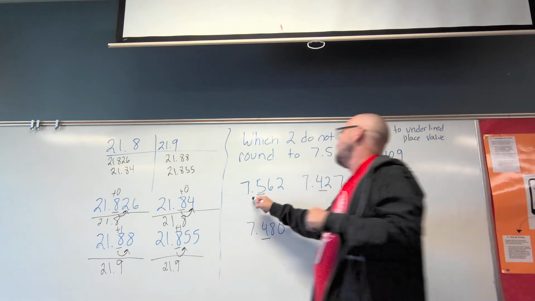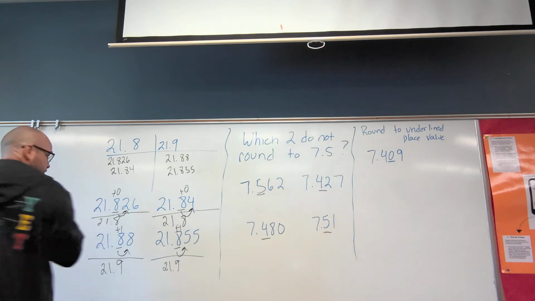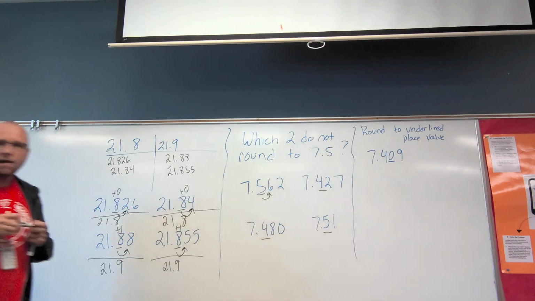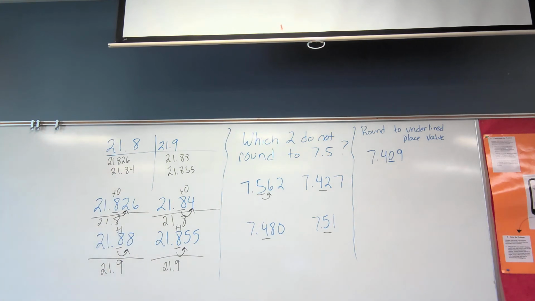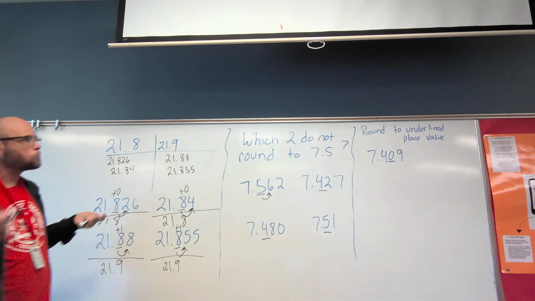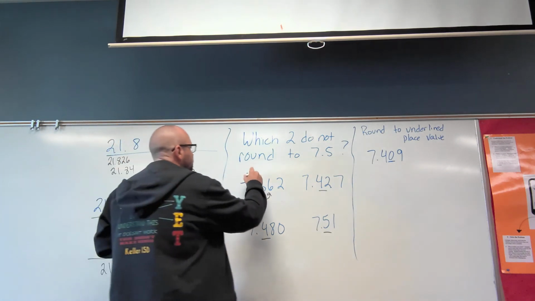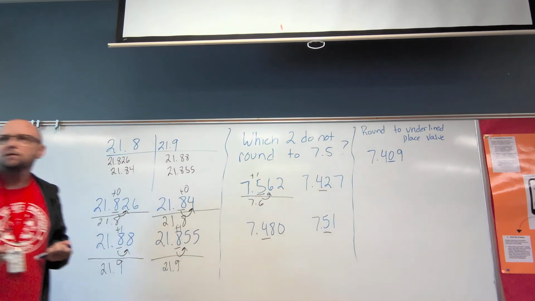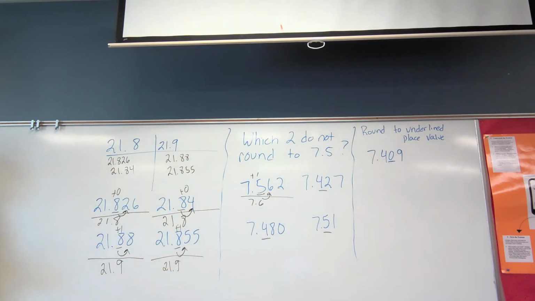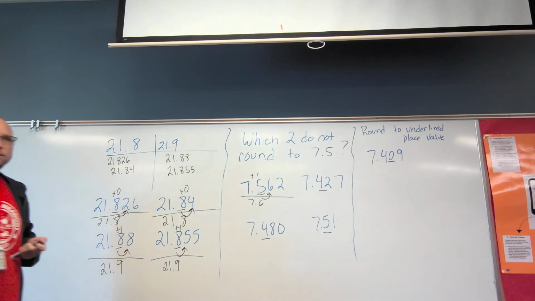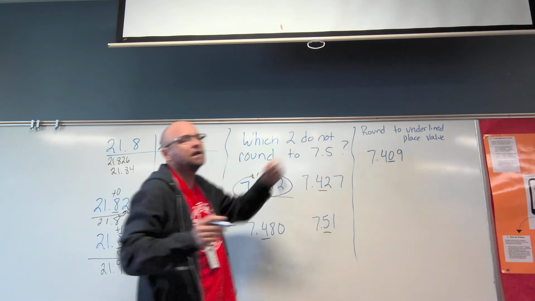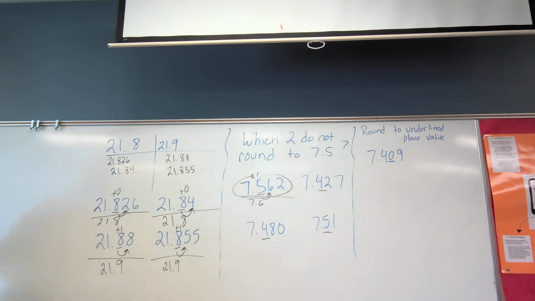So 7 and 562 thousandths. I got my tenths place. I look behind it. Am I going to add 1 or 0 to the tenths place? Anyone? 1. Why? Because 6 is greater than 5. Good. So I add 1, and then I get 7 6/10. So is this an answer or is it not an answer? It is an answer, because I'm looking for the ones that do not round to 7 5/10.